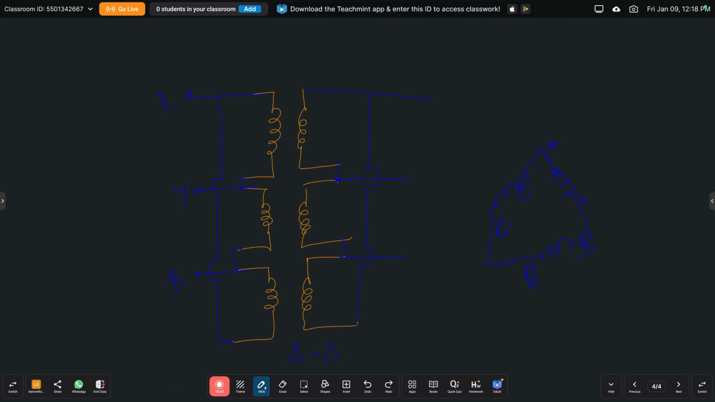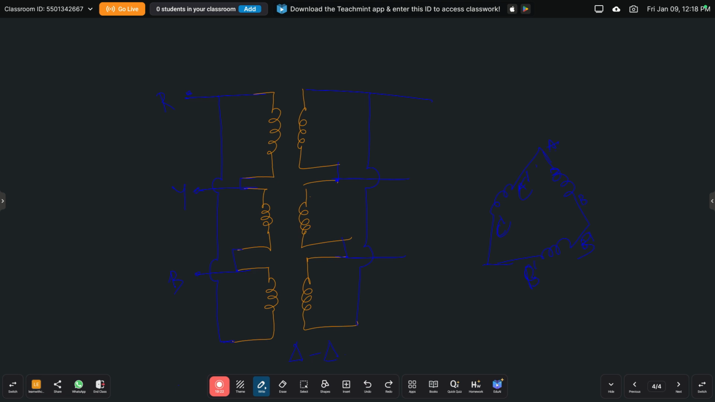In a similar manner we have to represent the star to delta connection, in which the primary is connected with the ground neutral and the secondary windings are delta connected. This connection is mainly used in step down transformers at the substation end. The ratio of the secondary to primary line voltage is 1 by root 3 times the transformation ratio. There is a 30 degrees phase shift between the primary and secondary line voltages.